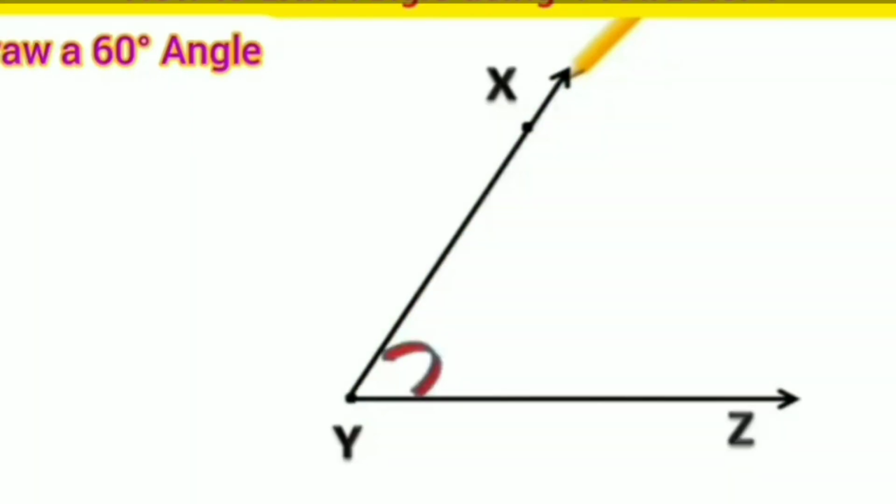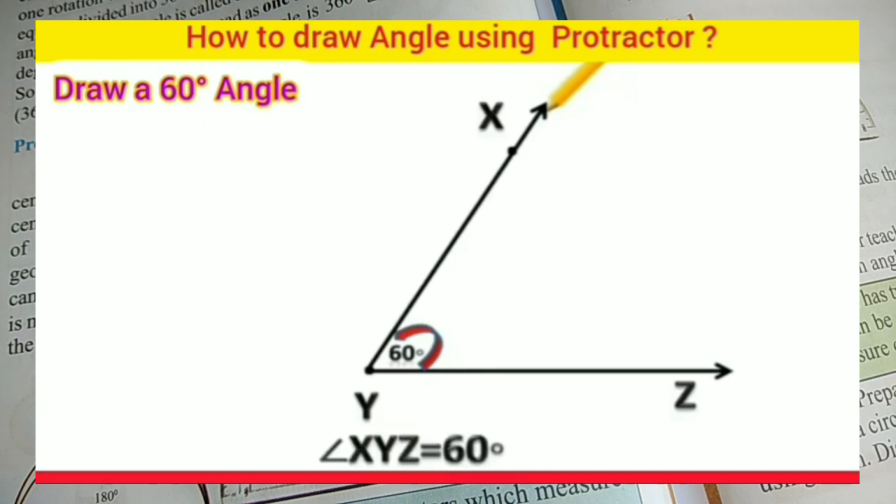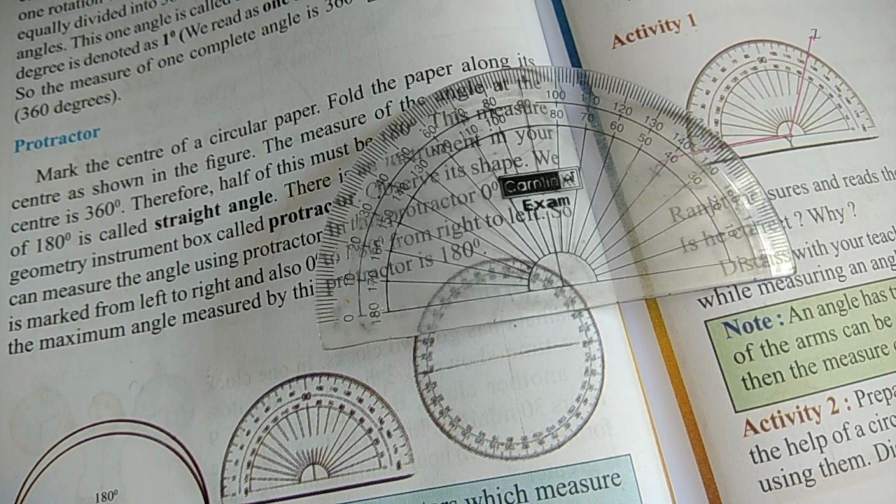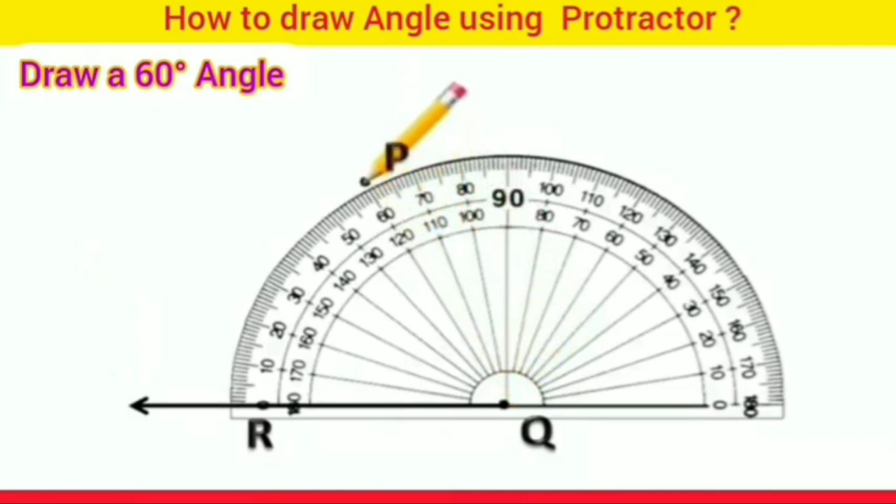So this is how to draw the 60 degree angle using the protractor. Next, one more important thing. When do we use the outer scale of the protractor? Do you know that one more side is there? See, the outer scale also starts from 0 to 180 degrees.